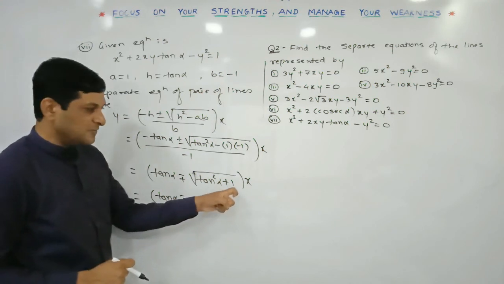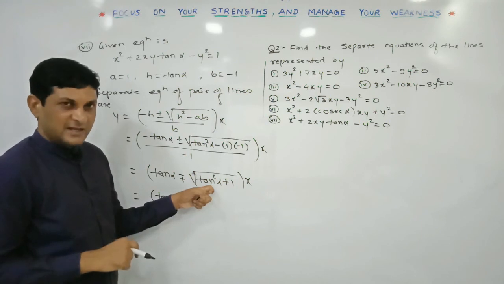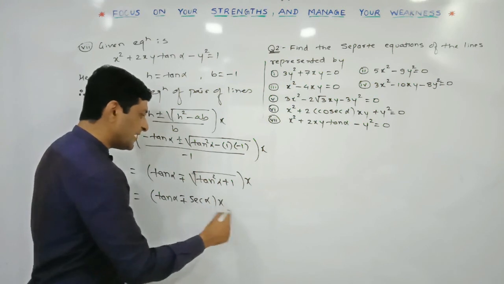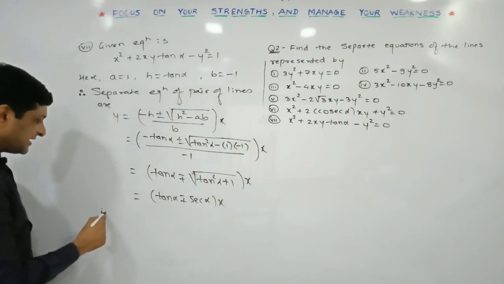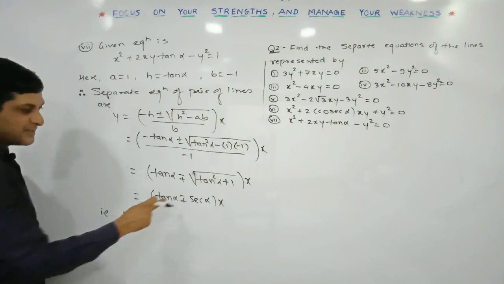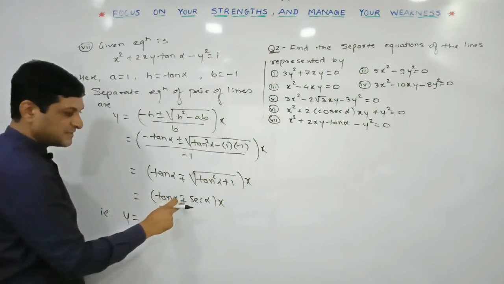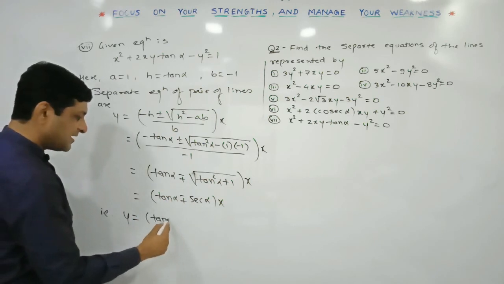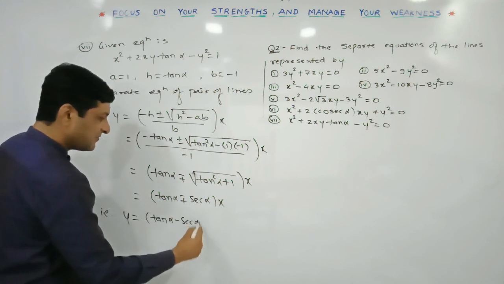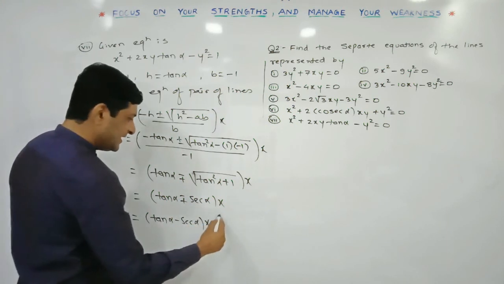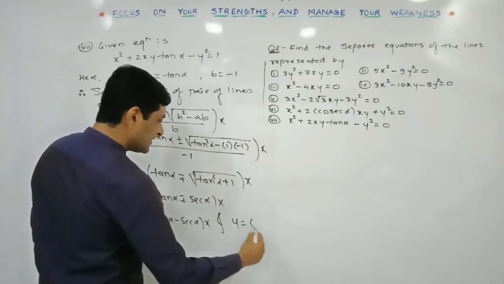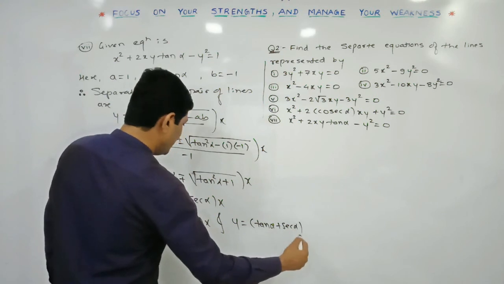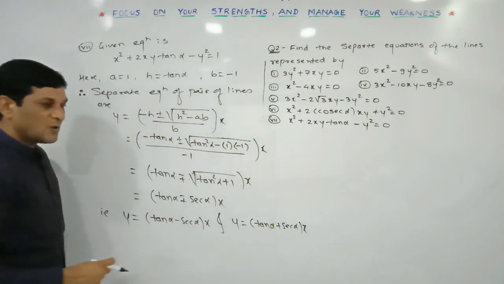According to the identity, 1 plus tan square alpha is sec square alpha, and sec square alpha outside the root will become sec alpha into x, keep it as it is. This equation can be written as y is equal to, if we consider minus we will get the first equation, if we consider plus here we will get the second equation. What is the first equation here? Tan alpha minus sec alpha into x, and the second equation is y is equal to tan alpha plus sec alpha into x. In this way we have got both the equations.